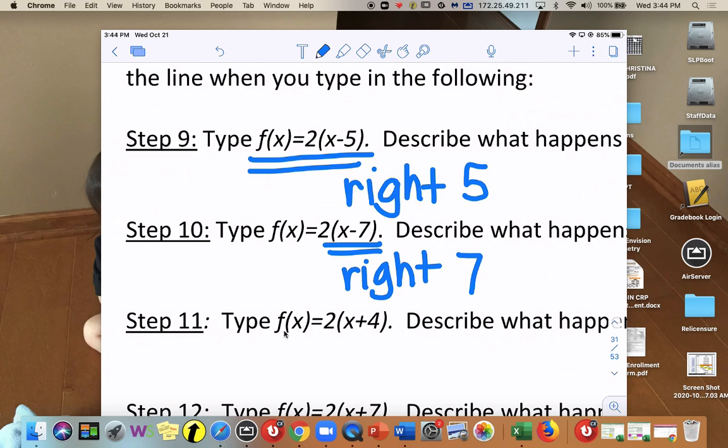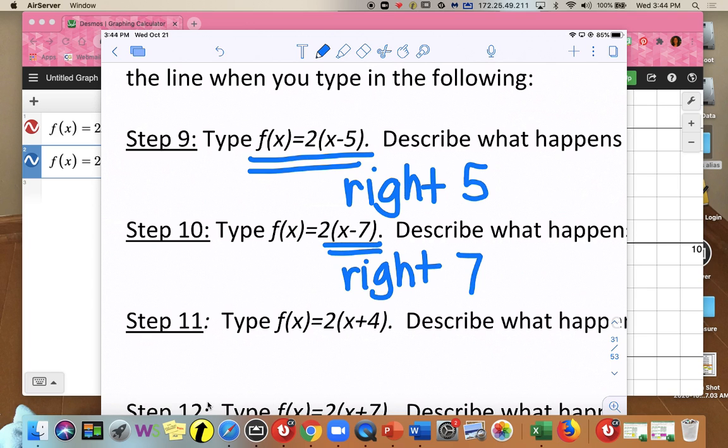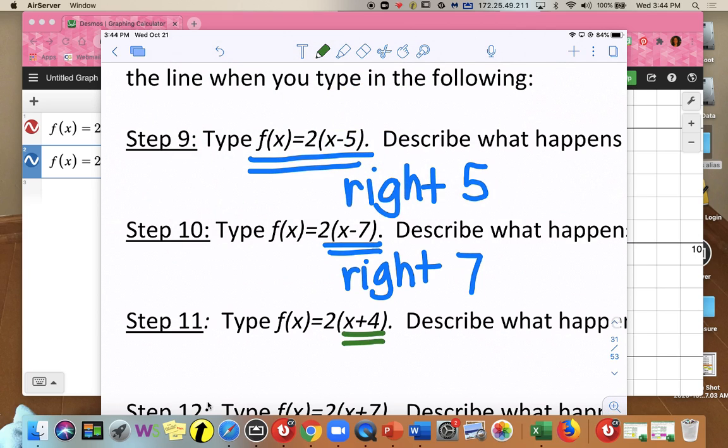What about if it's positive? Make a prediction. If you have parentheses and the plus 4 is positive, what happens? So let's say we don't want to make a prediction. Let's just type it in. And the plus 4 moves it 4 units to the left. Okay, so plus is to the left, kind of opposite of what you might think. Minus is to the right, plus is to the left. So this is left 4.